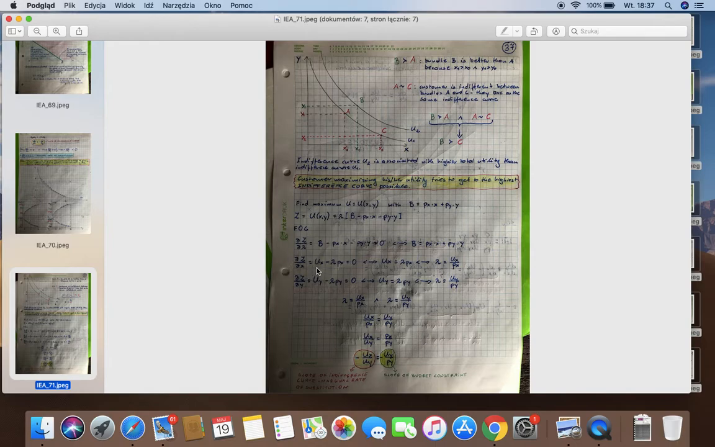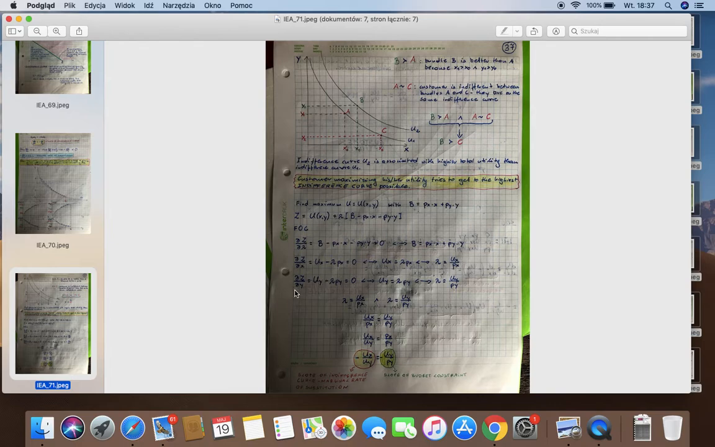Differentiating with respect to x, we get that this is marginal utility, derivative of this part with respect to x, minus lambda. Out of this we get negative Px times lambda, negative lambda Px. This equals 0, and as you see, out of this we can calculate that lambda is equal to marginal utility of x divided by price of x.